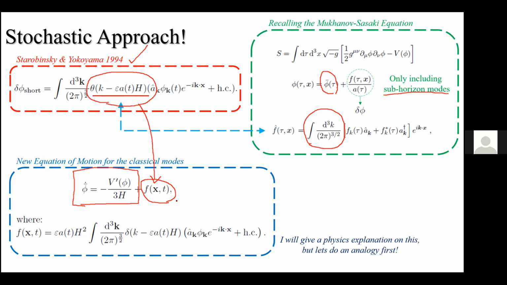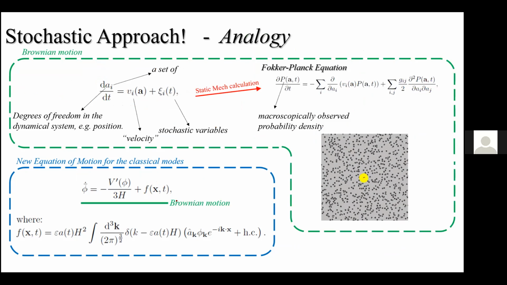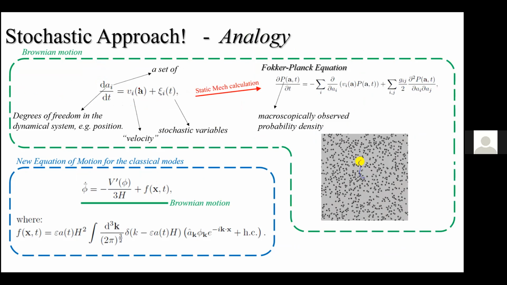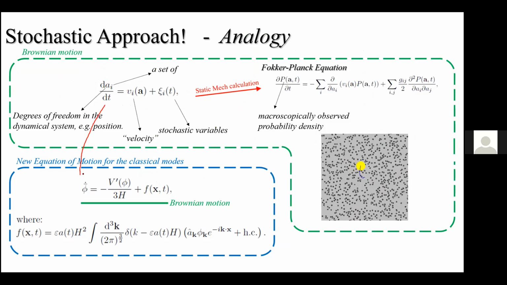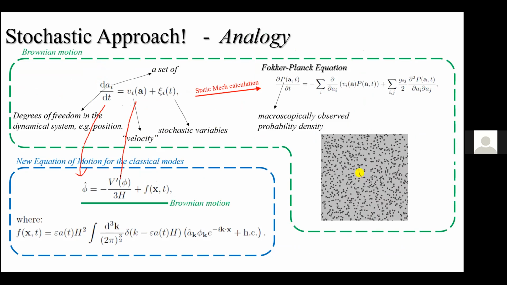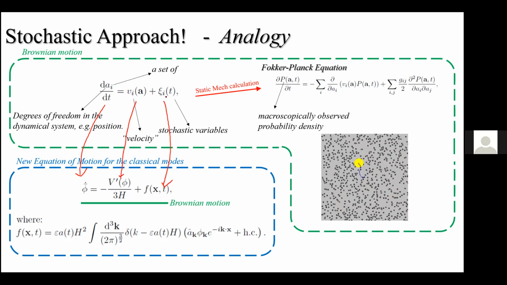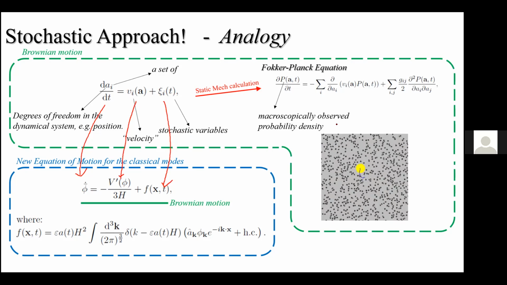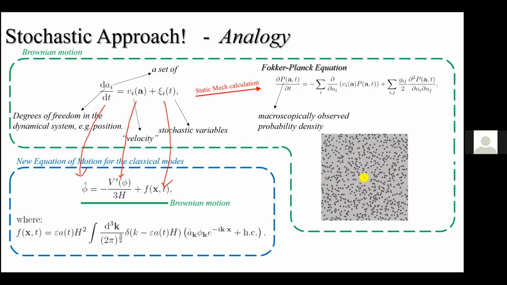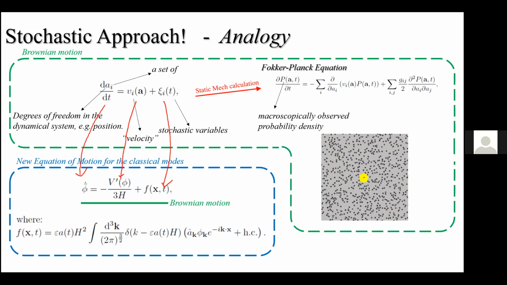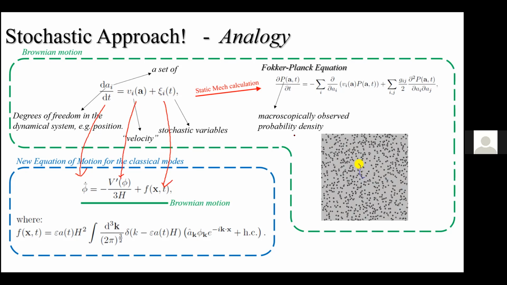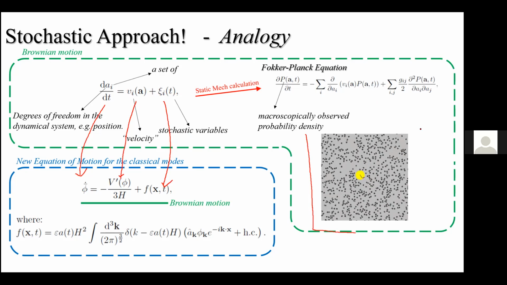Then we find that in classical mechanics, this equation of motion is already studied. For example, in Brownian motion, right? They basically have the same form. The A is just a physical quantity, a physical degree of freedom. Then V is a velocity. Then you also have a stochastic variable. So they explain basically the same physics. On the right hand side, I show you the Brownian motion right here.